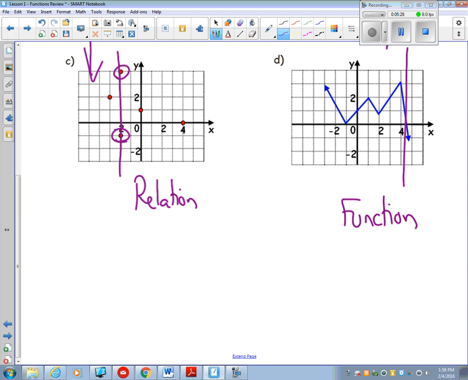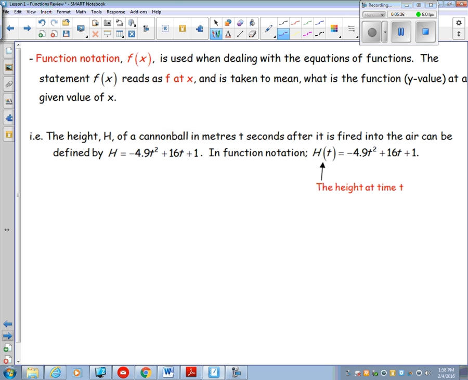Okay, so objective number 1 today: can you identify the difference in a relation and a function? And hopefully by now you can, either from ordered pairs, a mapping diagram, or some pictures. Second part of today, function notation. Once we've identified things as functions, we use function notation to start working with them.